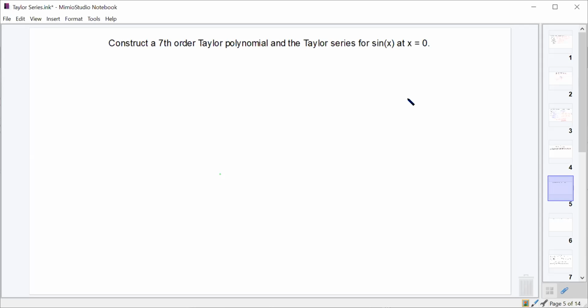That specific one is just from natural log of 1 plus x. But it will work for any polynomial. We'll construct a new one for each polynomial. So we're going to go through and find the value of the function, the first derivative, the second derivative, the third derivative, and so on at x equals 0. And this time it's going to be for sine x.